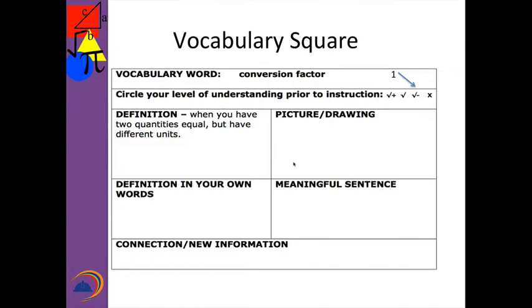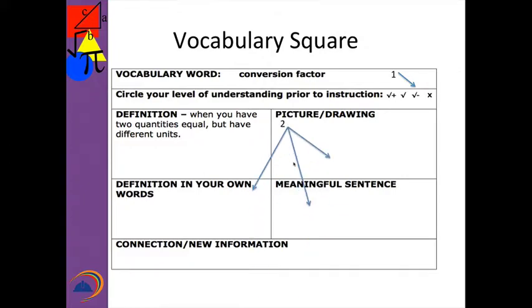A check plus means you could have defined it without even having a definition there. You could have taught it to somebody else. Check means I was pretty familiar with it. Check minus might mean I just heard the term, but I don't know what it means. And an X means I've never heard the term at all.